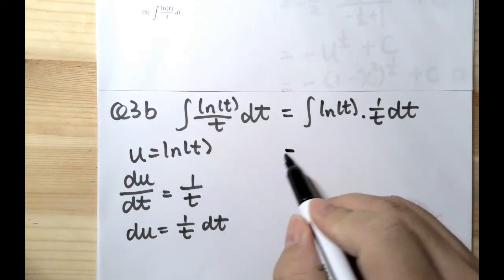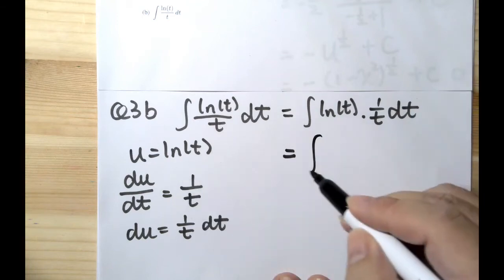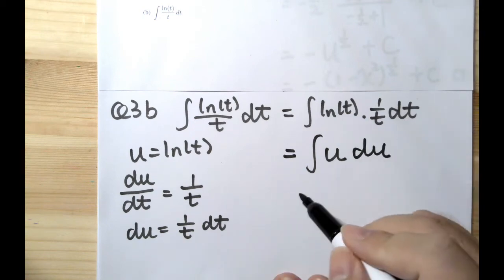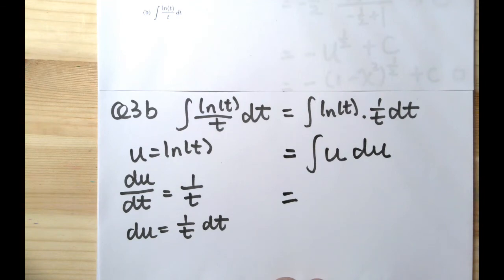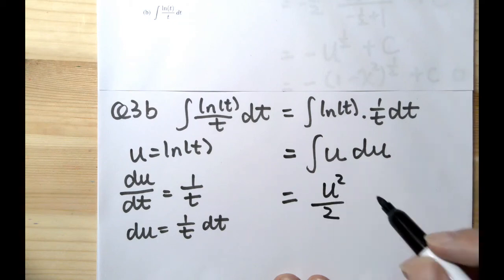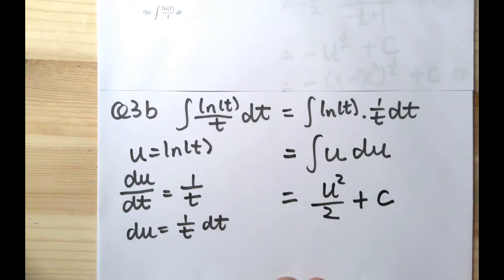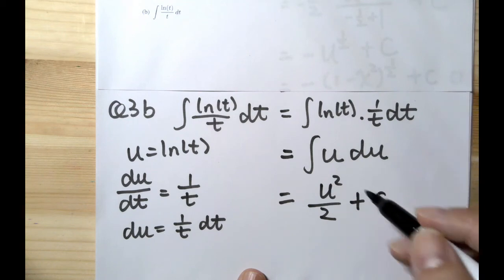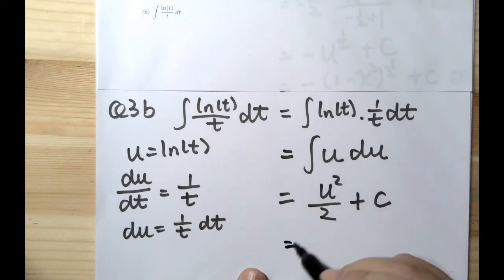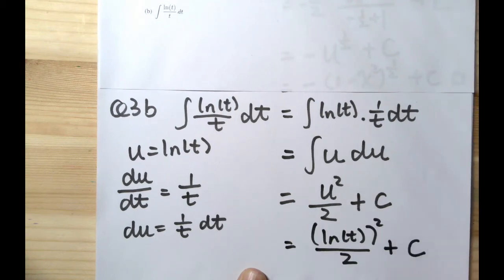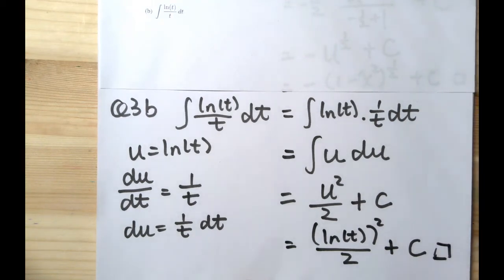So after this, let's do the substitution. ln t is u, so integral of u times 1 over t dt, which is du. Do you see? So integral of u du gives us u squared over 2 plus c. After we complete this, we need to substitute u back with ln of t, which gives us (ln t) squared over 2 plus c. And then we finish the last problem in this worksheet.